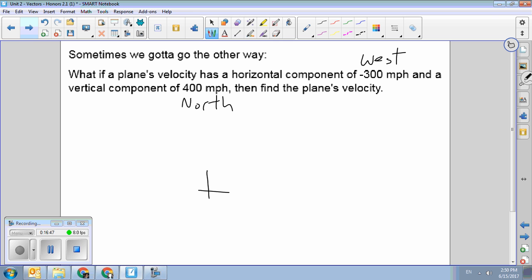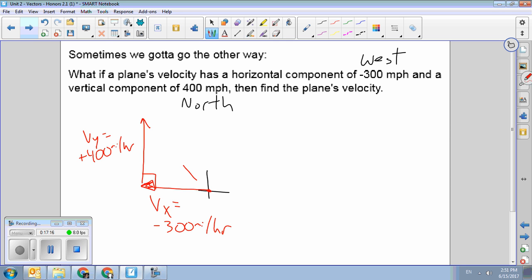Which component you draw first doesn't really matter. I usually draw the x component first. So we're going to go west. Here's the velocity horizontally, negative 300 miles per hour. Then I want my overall vector to point north and west, so I have to go up here. So here's my Vy, positive 400 miles per hour. Notice head to tail for the two components, and then the overall vector points in the direction that the two vectors suggest. In other words, we want to go west and north, and this is going northwest.